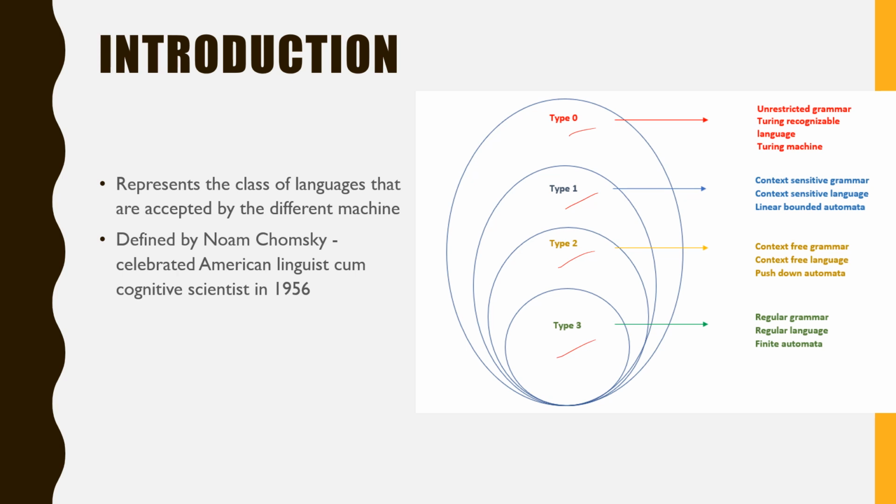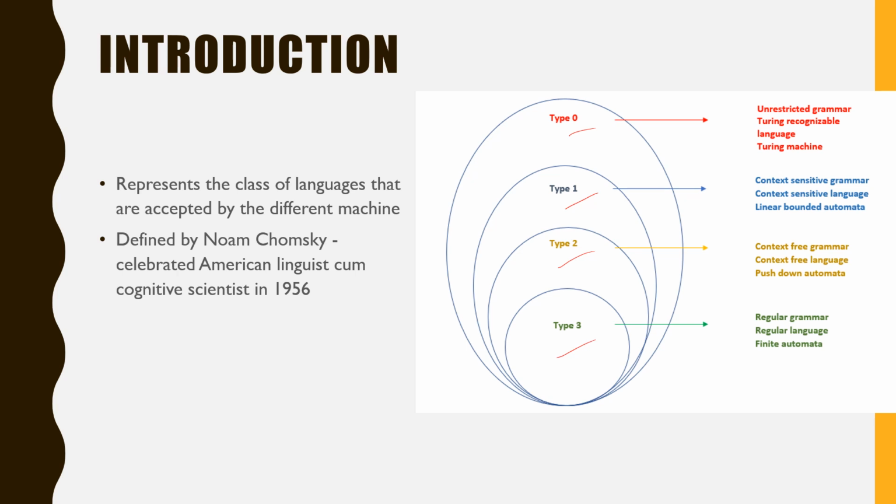Type 2 grammar is called context free grammar, and the language it generates is called context free language, and the automata that accepts this type of grammar is called pushdown automata. And finally, type 3 grammar is called a regular grammar, and the language it generates is called regular language, and the automata which accepts this type of grammar is called a finite automata.